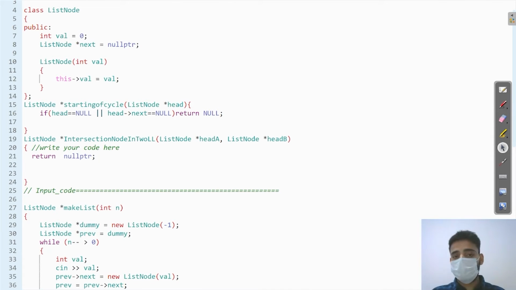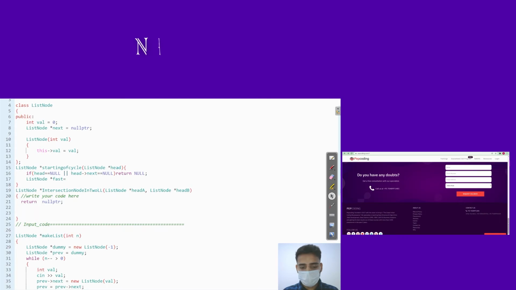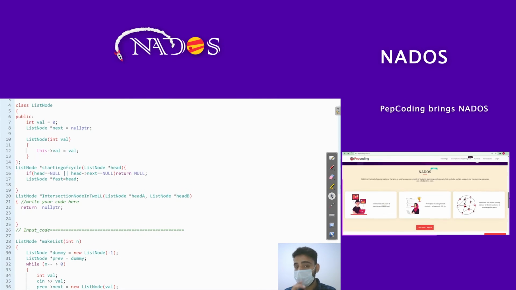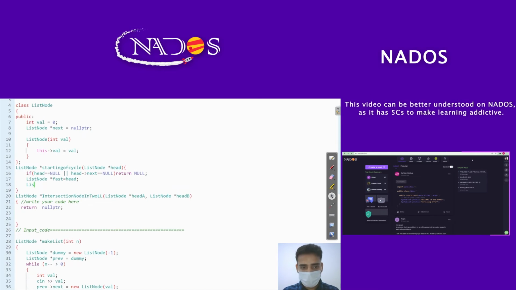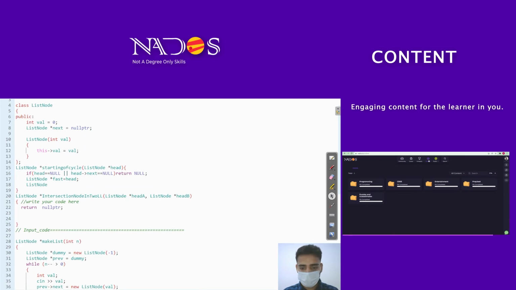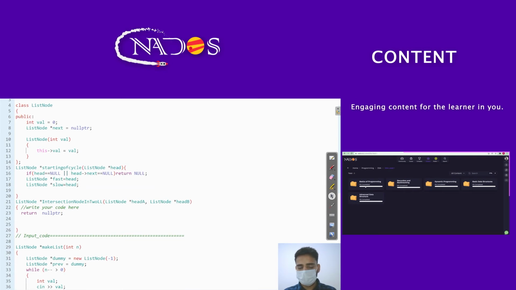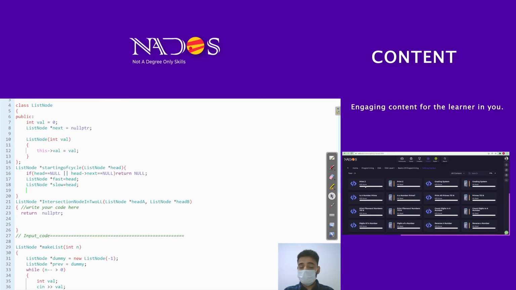Okay, this is done. After that we have to use two iterators, one fast and the other one slow. So let's make them first. ListNode fast, which will move at the faster pace, and slow will move at the slower pace. So let's make slow also. So we have both the iterators. Now let's start moving them.